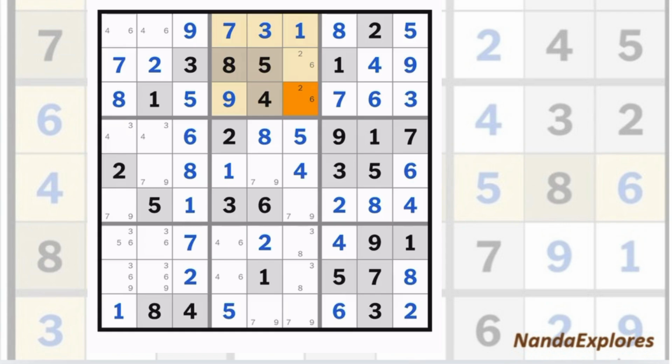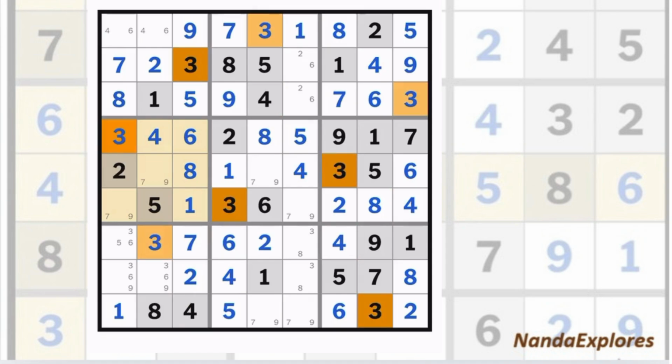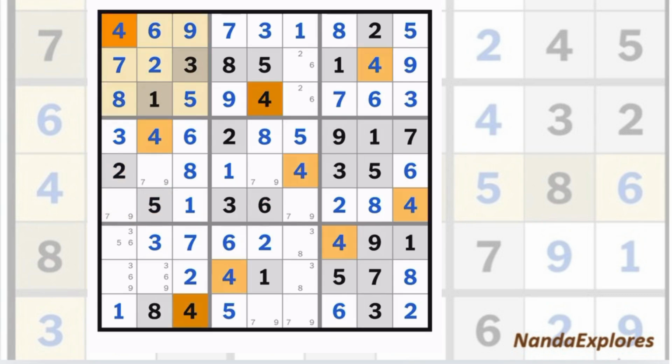Then we have a 4. That means this becomes a 6. This becomes a 4. So since it is 6, this becomes a 3. So this becomes a 4. This becomes a 3. Right. Since this is 4, this becomes a 6. This is a 4.